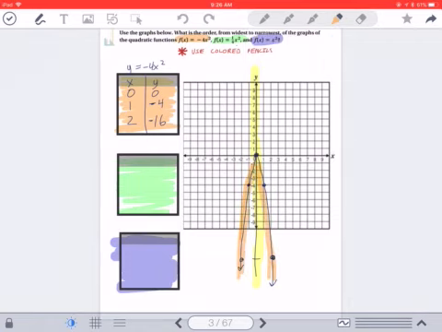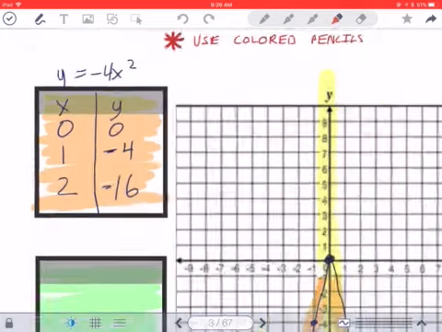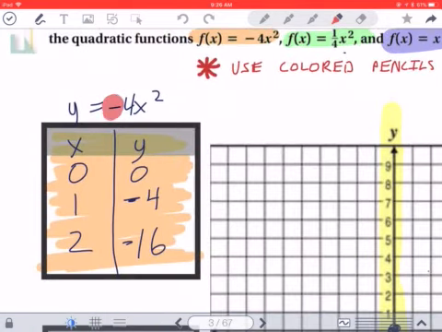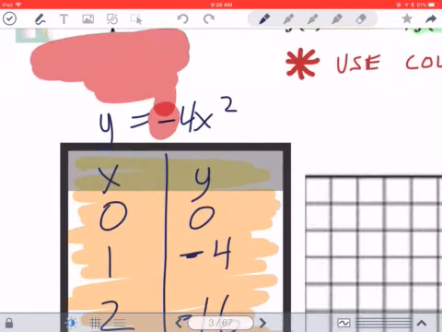Okay, one thing you might want to know is, it opens downward. And it opens downward because this is a negative. So this negative right here tells us that it's going to open downward.